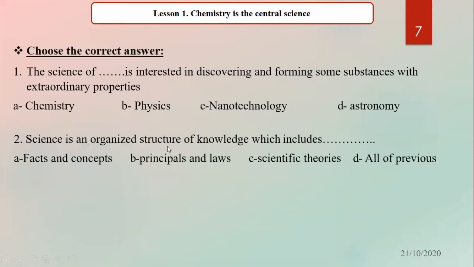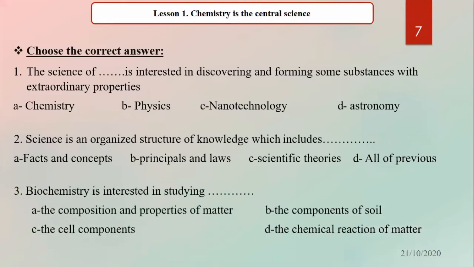Okay, let's take our second question. Science is an organized structure of knowledge which includes: facts and concepts only, principles and laws only, scientific theories only, or all the previous? Science is an organized structure of knowledge which includes all the previous, okay?